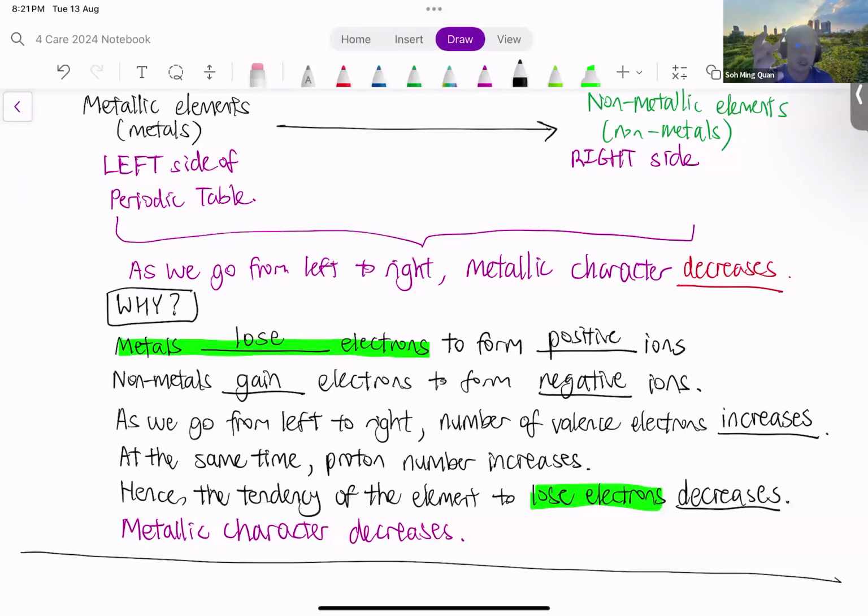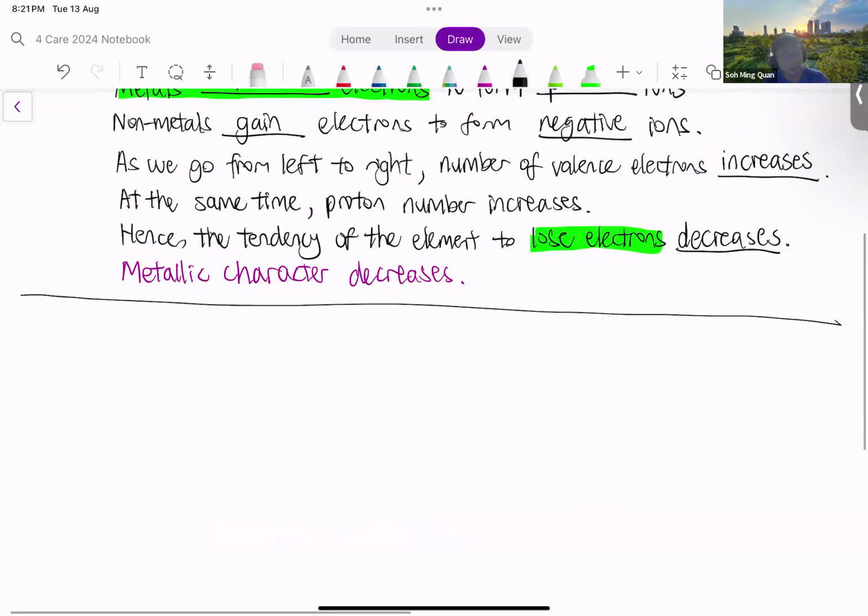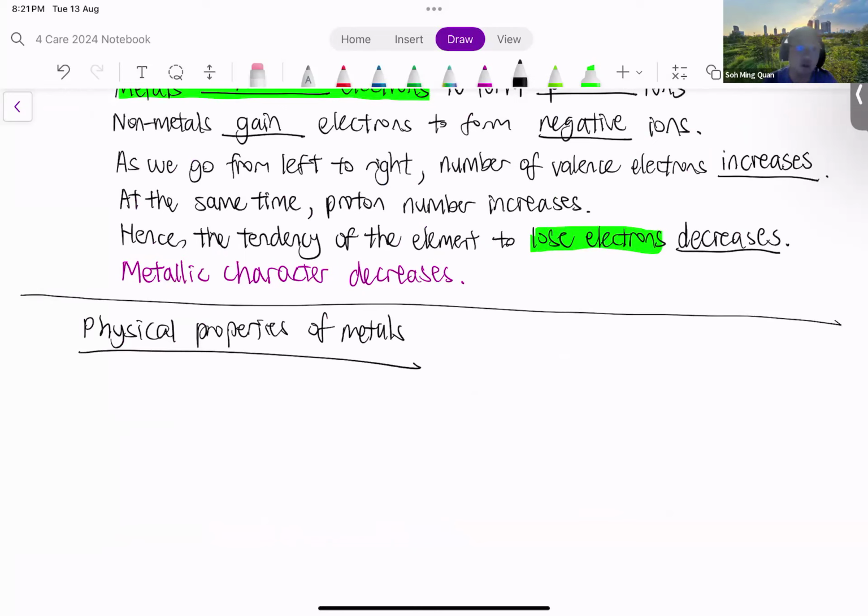So now that we have established that metallic character decreases as we go from left to right, if you look at the periodic table, the majority of elements are metals. And this is why studying the chapter of metals is important. And that's why you're given so much to learn in this chapter. Now, the first thing you need to learn, of course, are the physical properties of metals. Physical properties have to do with things like electrical conductivity, thermal conductivity, hardness, strength, melting point.